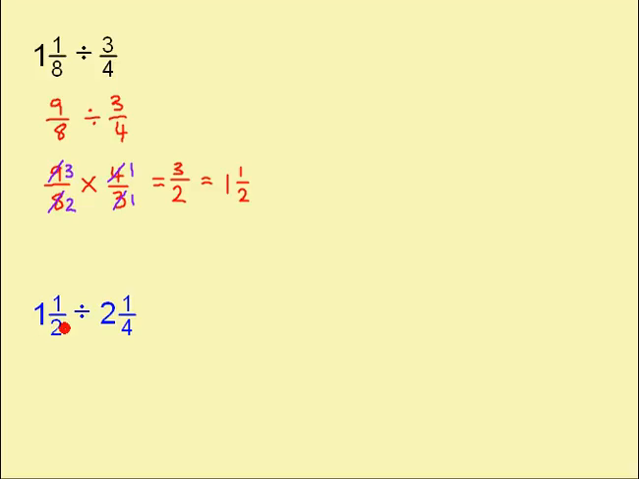So 2 times 1 is 2, add 1 is 3. And 2 times 4 is 8, add 1 is 9. Keep the first one as it is, change to a multiply, and flip the second one. Now 3 goes into 3 once and into 9 3 times, and 2 goes into 2 once and into 4 twice. Multiplying gives us 2/3. So this is the answer that you should have got.